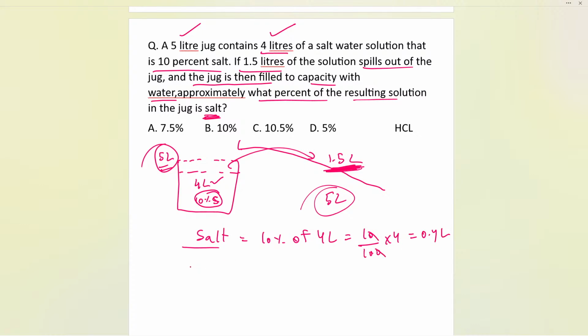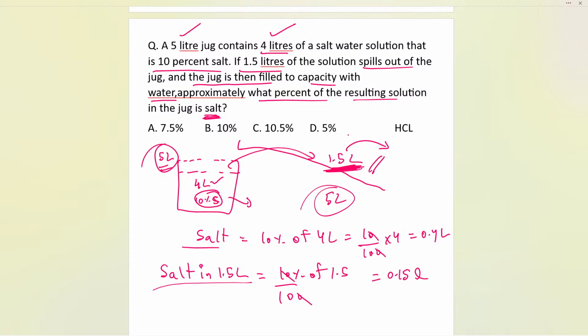That is the salt. Now, salt in the 1.5 liters that is thrown out, that is spilled out, I can calculate that also. If 10% in this, then 10% will also be in this, because proportion is always the same. So now it will be 10% of what? 1.5 only we'll be writing. Directly you can write like this, 0 cancelled, and it will be 0.15 liters in this.